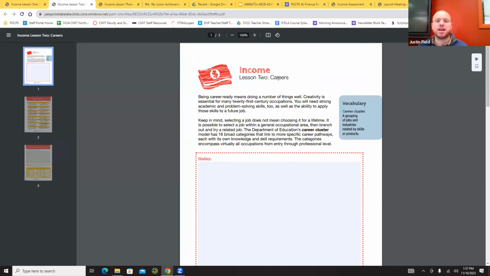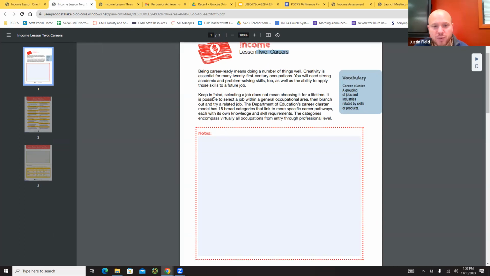we're going to look at income lesson 2, careers. Being career ready means doing a number of things well. Creativity is essential for many 21st century occupations. You will need strong academic and problem-solving skills too, as well as the ability to apply those skills in a future job. Keep in mind, selecting a job does not mean choosing it for a lifetime. It is possible to select a job within a general occupation area, then branch out and try a related job.